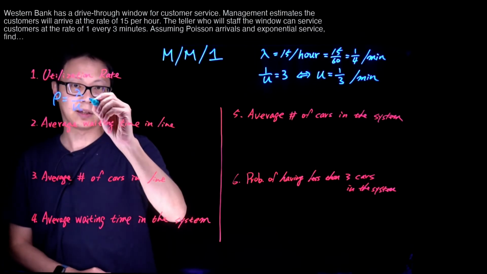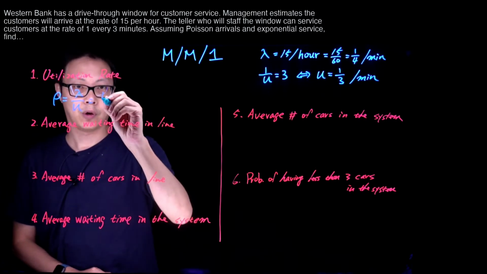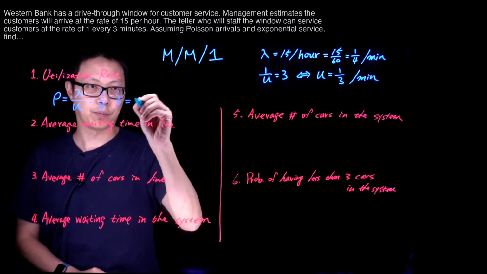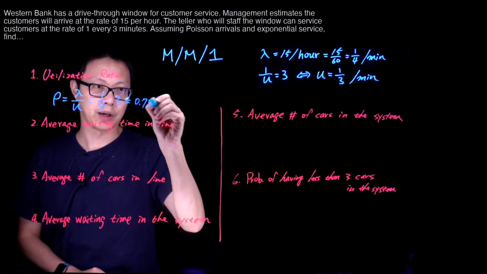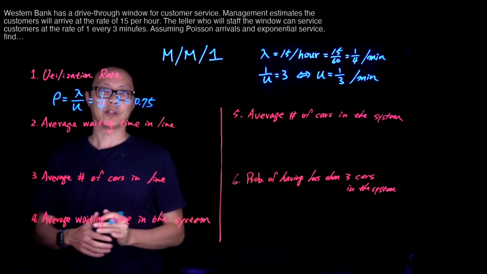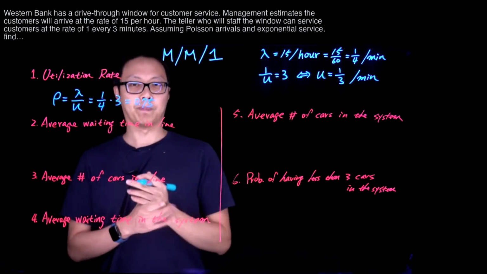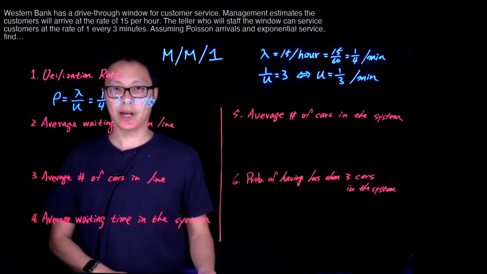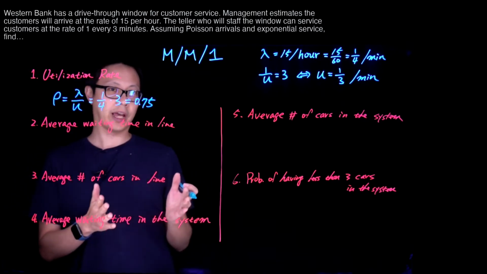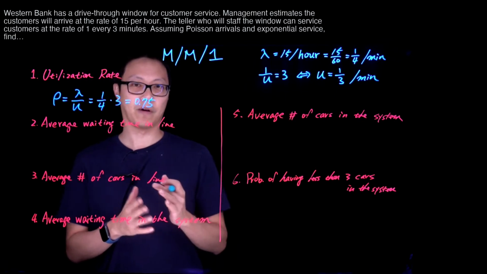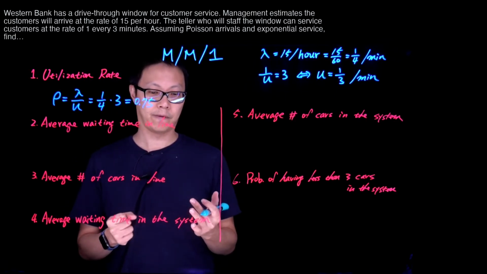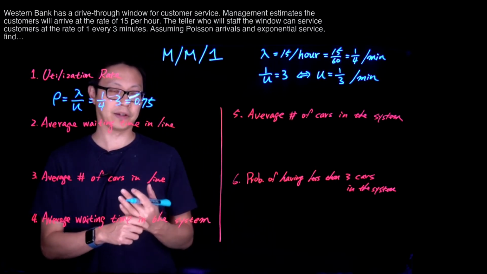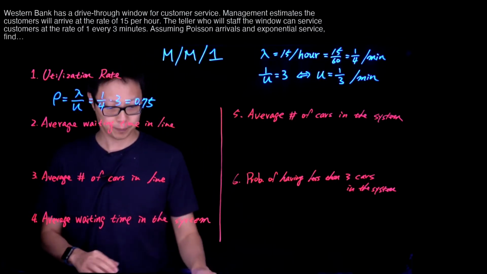In this case, we have 1/4 times 3, which means the utilization rate will be 0.75. So on average, the server will be busy 75% of the time. Okay, so when you go to these locations, with a probability of 0.75, you will find that the server will be busy. The remaining 25% of the time, the server is not busy, so you don't have to wait.